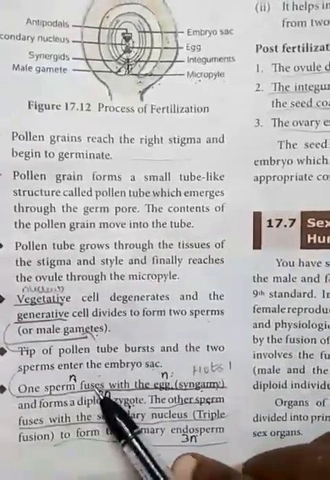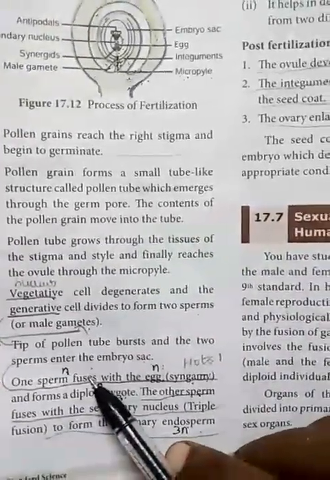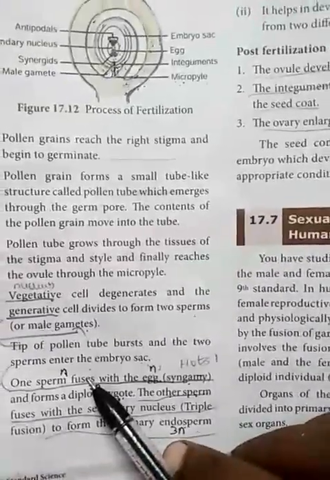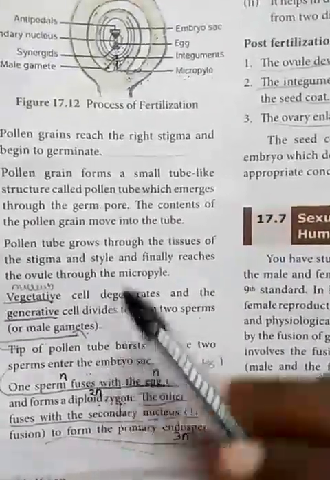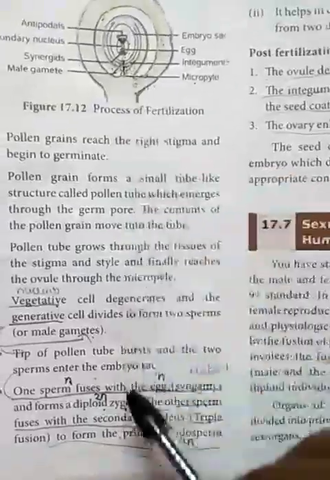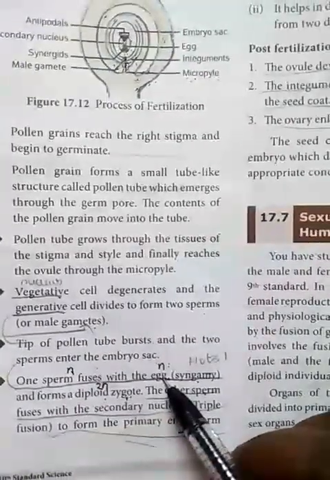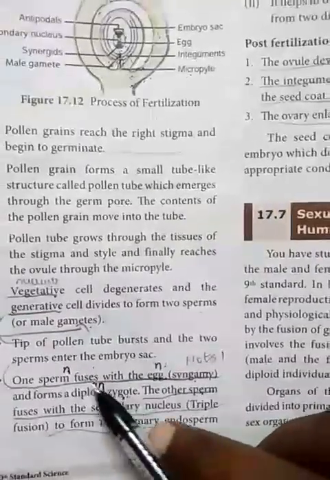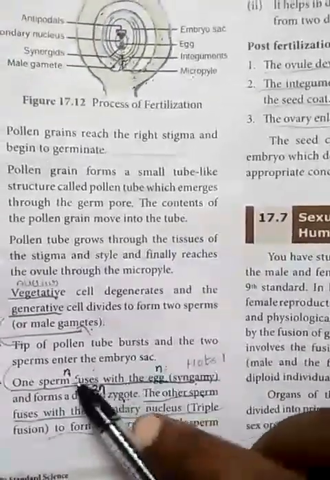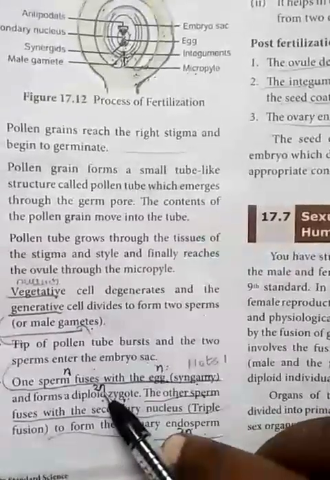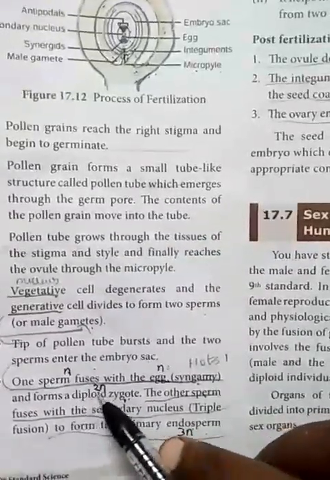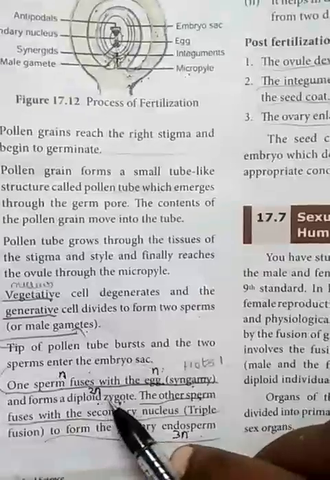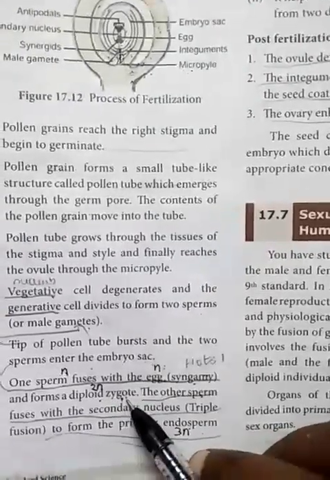As we have studied, inside the pollen tube two male gametes are there. The two male gametes are released inside the embryo sac. One of the male gametes will fuse with the egg, and they will form a diploid structure. This n plus this n, they will fuse and form the 2n condition, and this structure is called the zygote.